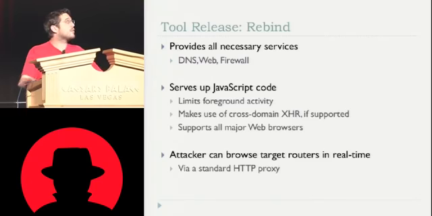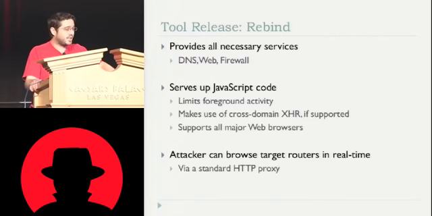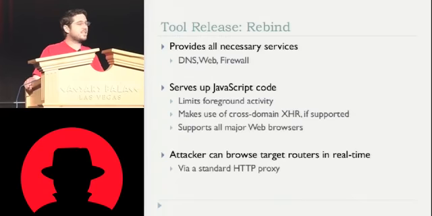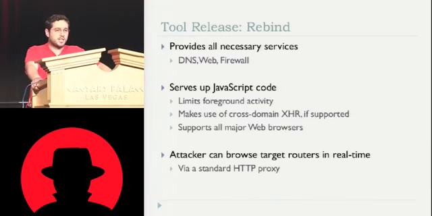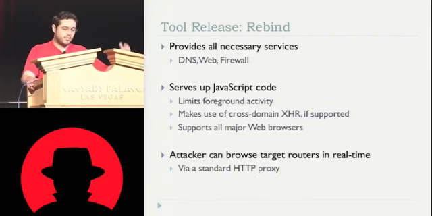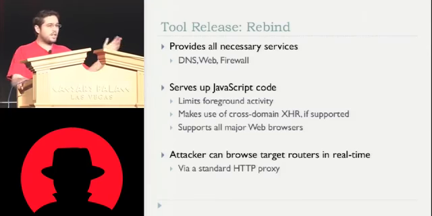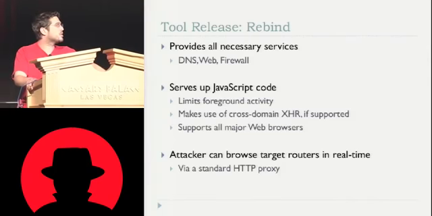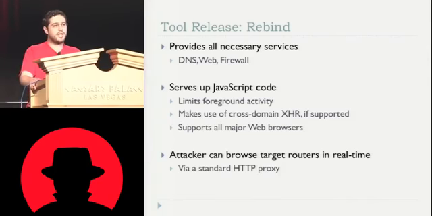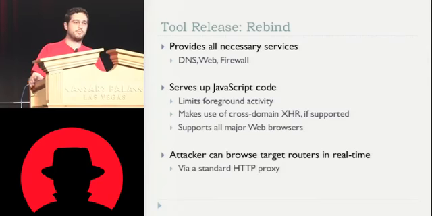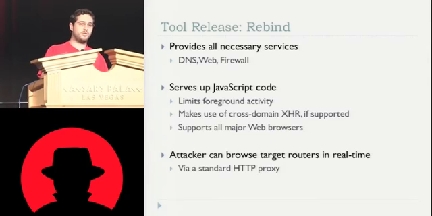So to that end, I wrote the cleverly named tool Rebind. So it basically does everything for you, except register a domain name. It's pretty much /run, and you're done. It implements a DNS server, web server. It interfaces with the IP tables firewall. It's got an HTTP proxy for the attacker to use. It serves up JavaScript code, which basically acts as a client-side proxy to proxy requests from the attacker to the router and back.